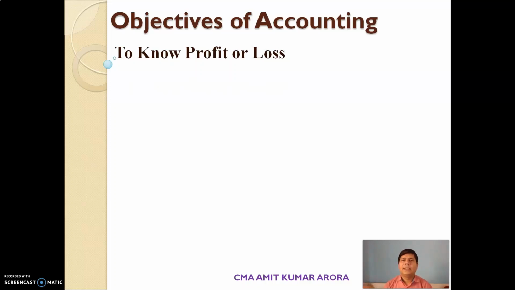Every organization wants to know whether they have made a profit or loss at the end of the financial year, because every businessman does business to earn more and more profits. So if we are unable to let him know the amount of profit or loss he has made, he will not get motivated. So the prime objective is to determine the profit and loss by the accounting.